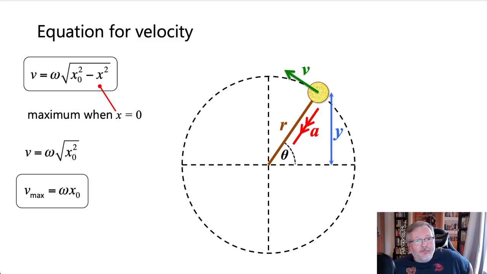Now the maximum velocity is when the displacement is nothing. If you think about the pendulum, the maximum velocity is as that pendulum swings through the equilibrium position. At the equilibrium position, x, the displacement from equilibrium position, equals 0. So you get v equals omega square root of x0 squared, which obviously the square root and square cancel. So the maximum velocity equals omega x subscript 0. Maximum velocity equals the angular frequency multiplied by the amplitude. Not in the data booklet, by the way, but useful.